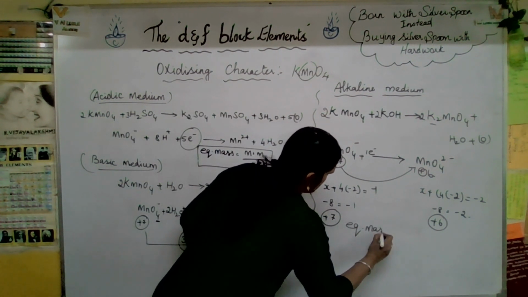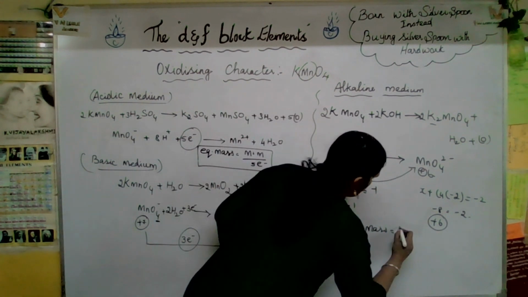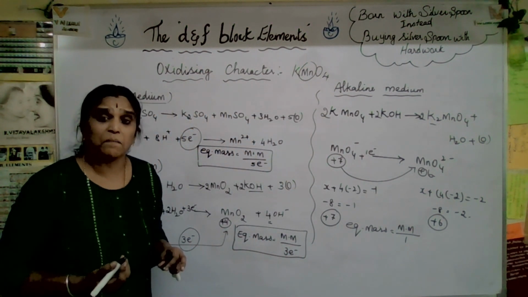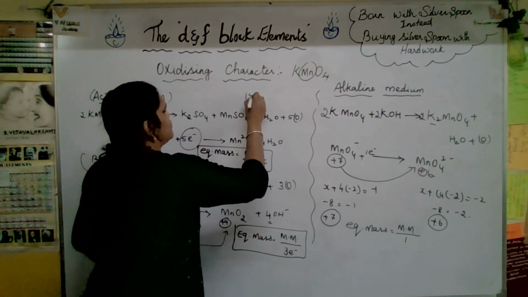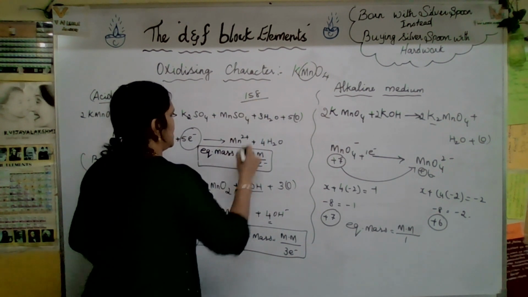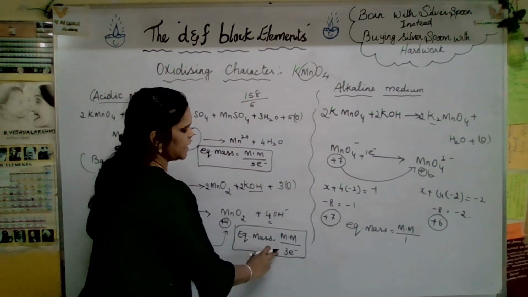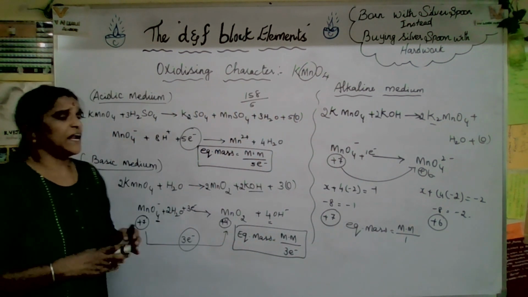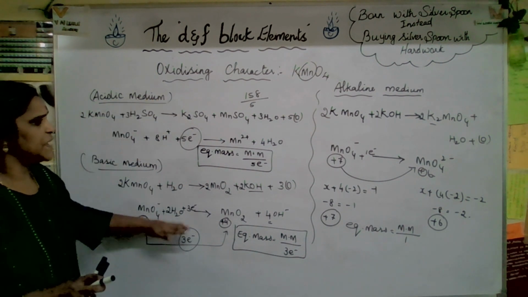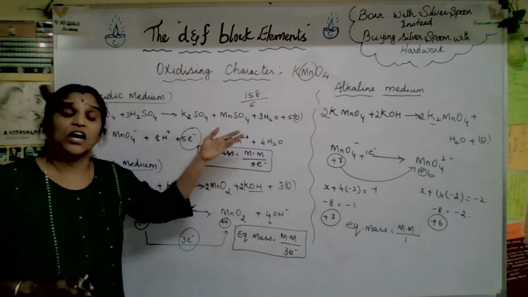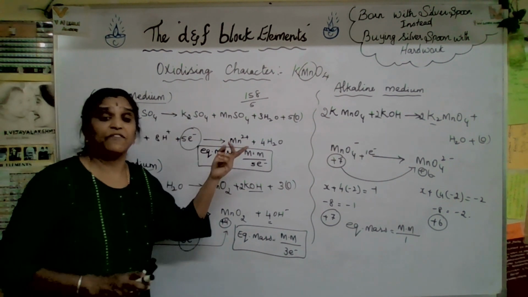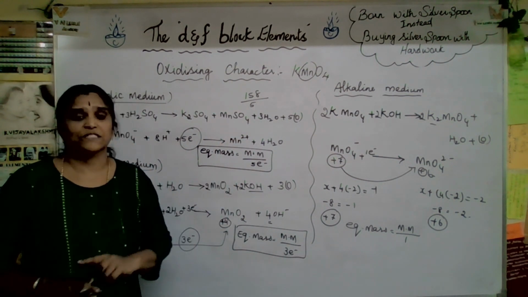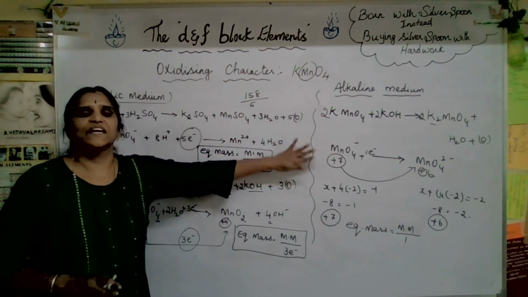So equivalent mass equal to how much it is? Molecular mass divided by 1. So what is the molecular mass? Right. 158 divided by here 5 and here 158 divided by 3, 158 divided by 1. Hope you're clear with it. Okay, now why I have given acidic medium, basic medium and alkaline medium? Because sums will be available, how we have gone through potassium dichromate. Like that here also there will be 3 marks questions. Now let us go and check it with those sums.